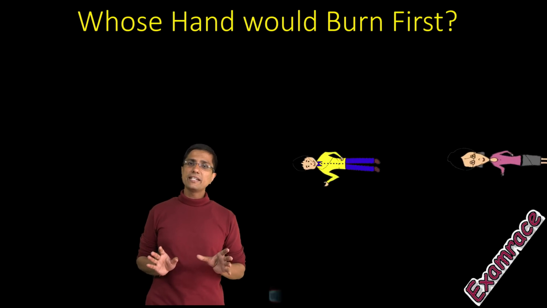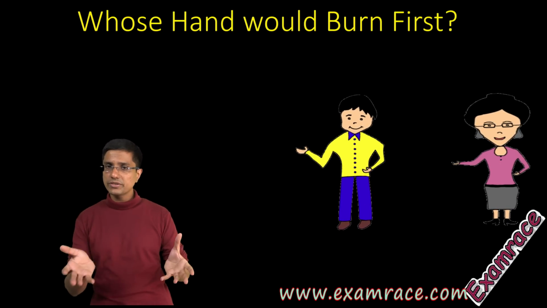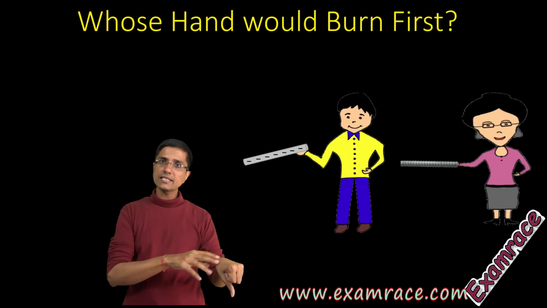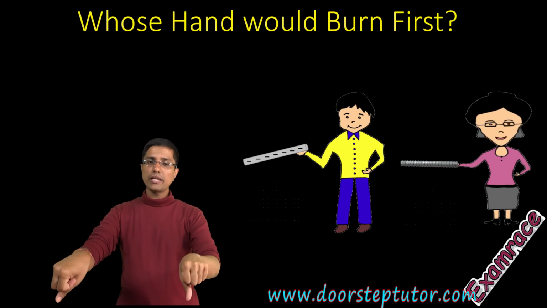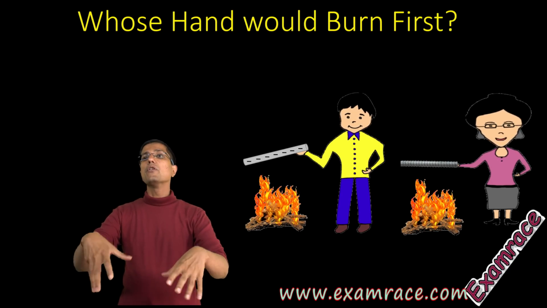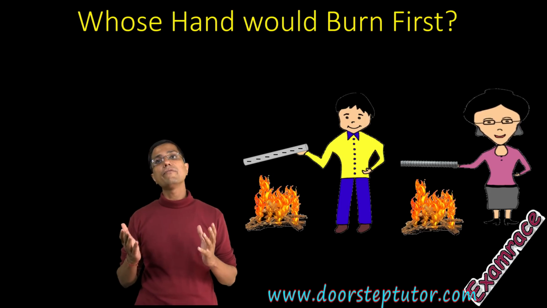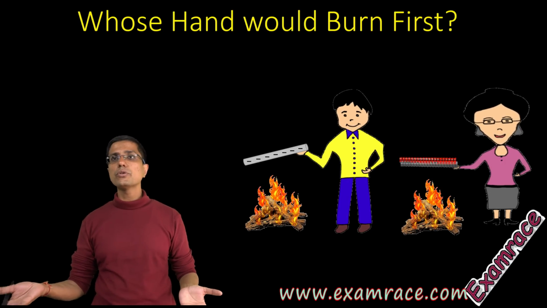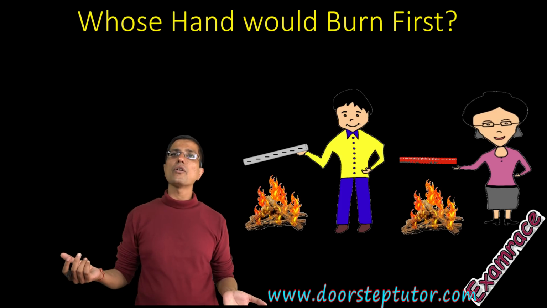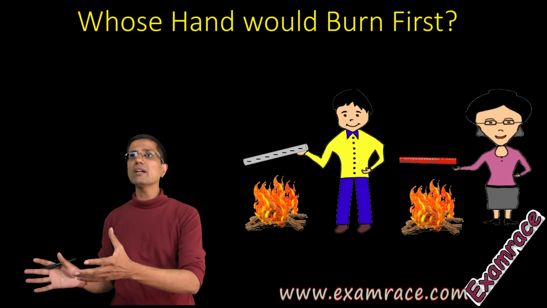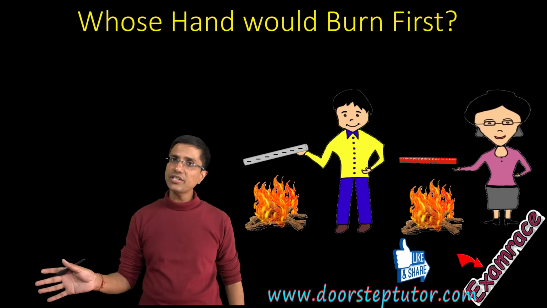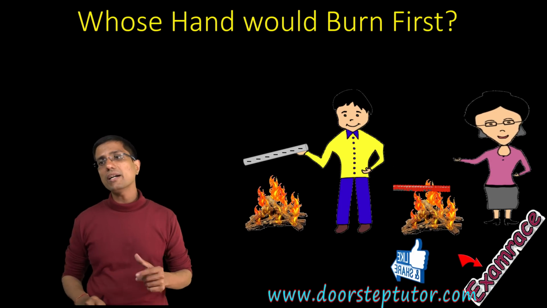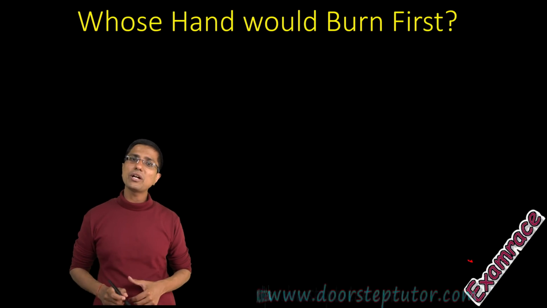Now in this experiment, if there is a single person who is holding two rods, one made of glass and the other made of metal, and both the rods are kept on top of a fire, which of the rods would get heated first? Since glass is a bad conductor but metal is a good conductor of heat, the other end of the metal rod would heat up faster, and therefore the hand holding the metal rod would burn first. Hope you understood this concept.